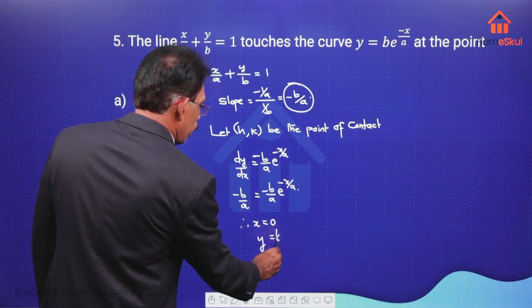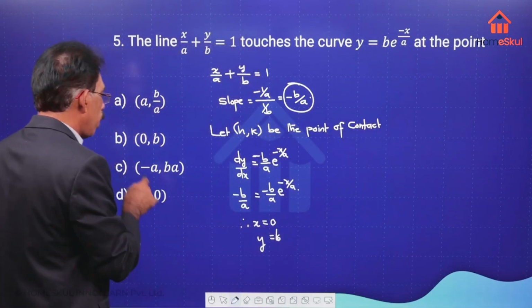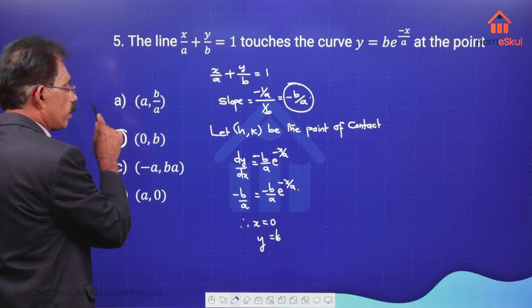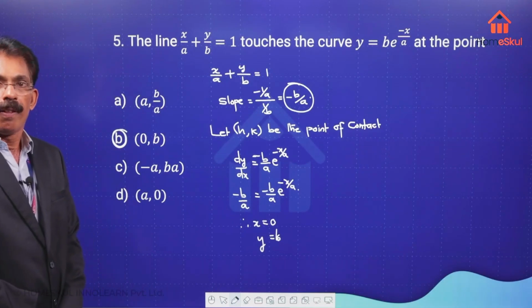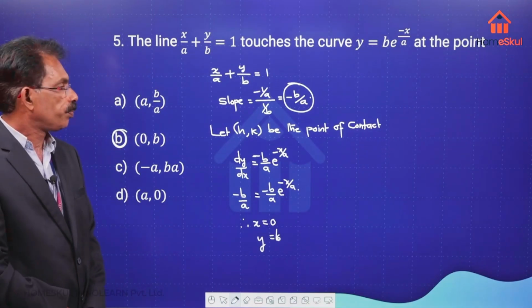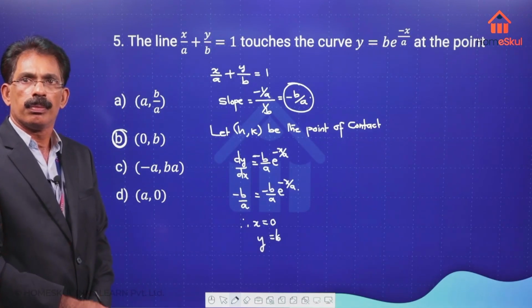So which is the point? Y is equal to b. Here just substitute x is 0, y is equal to b. So the point is what? 0 comma b. The point of contact is 0 comma b. Do you follow? Any doubt?